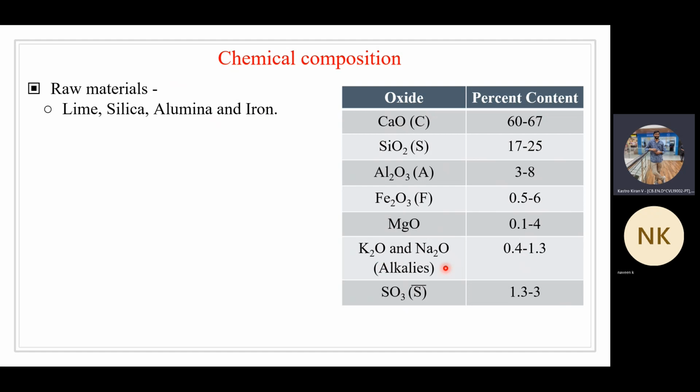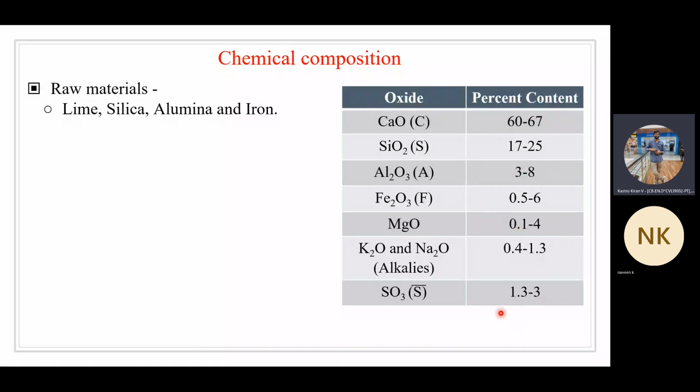K2O and Na2O will be in the range of 0.4 to 1.3. Again, these are called alkalis. That means these are harmful substances that should not be there in the cement. However, we cannot completely avoid having these substances in the cement, so there will be some quantity, and that percentage should be within this range. If it is more than 1.3 percentage, then it becomes a problem. I'll talk about what the problem is in the next slide. And then sulfates will be in the range of 1.3 to 3%. So this is the typical composition of the cement: CaO 60 to 67 percentage, and a couple of other oxide compositions and their percentage content in the cement.